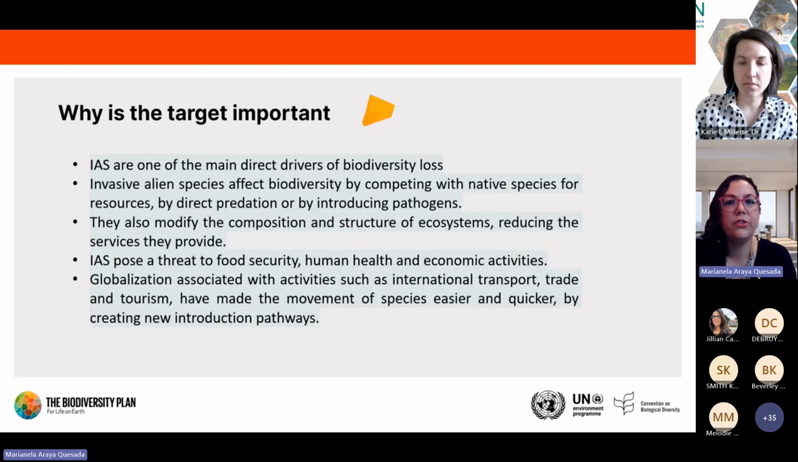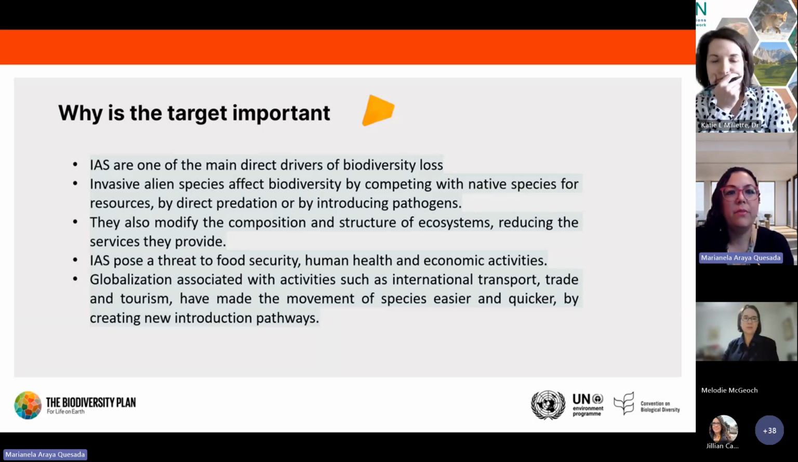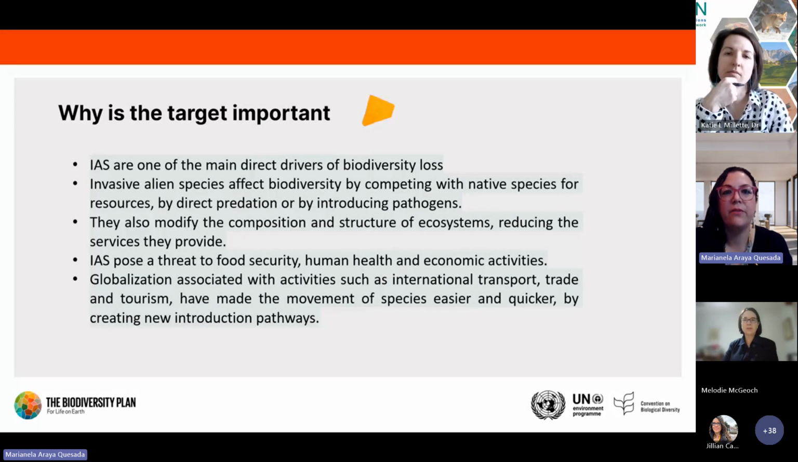But we also need to understand how invasive alien species are actually impacting us. They are one of the main direct drivers of biodiversity loss, and they affect biodiversity by competing with native species for resources, by direct predation, or by introducing pathogens. They also modify the composition of ecosystems, and therefore they affect the services that we receive from the ecosystems. They pose a threat to food security, to human health, and to the economies.